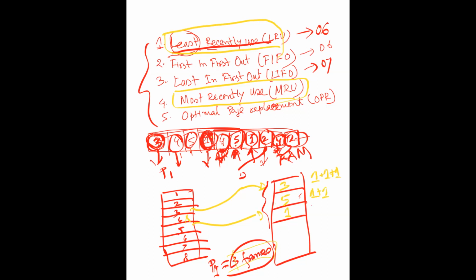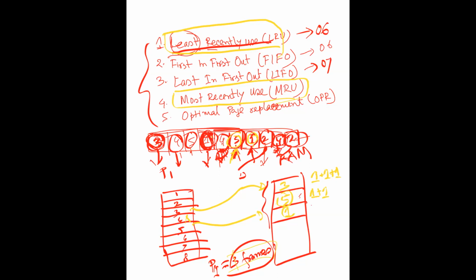And then the CPU refers to the data inside page 5. The page 5 is inside the RAM, so there is no page fault. And again, the CPU will ask for data that is available inside page 1. Page 1 is also inside the RAM. It is fine, no page fault.